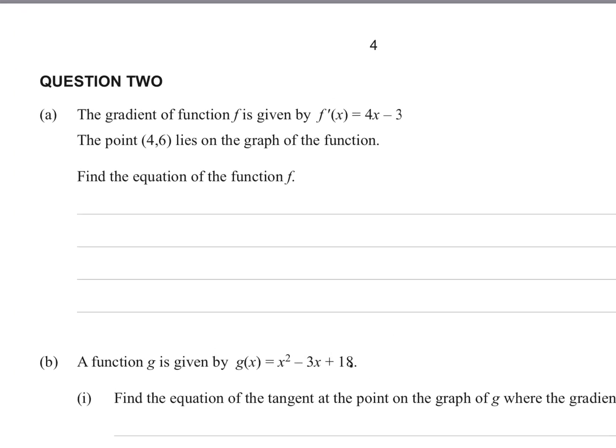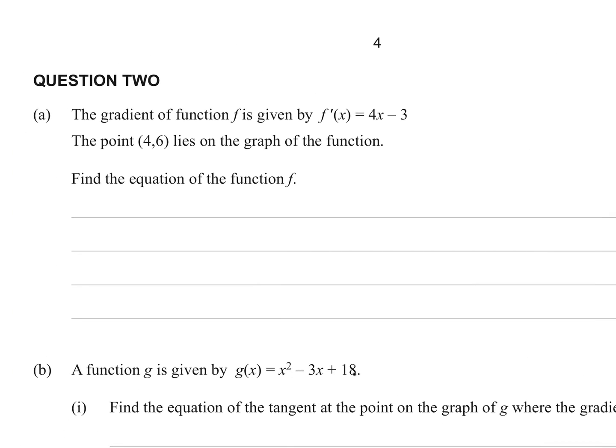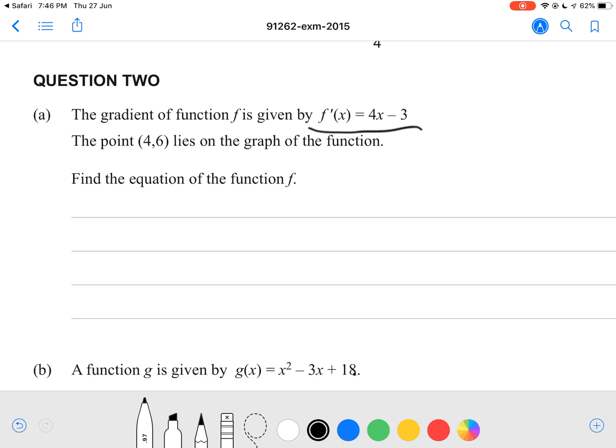Moving on. Okay, question 2. The gradient function of f is given by f dash of x equals 4x minus 3. The point (4, 6) lies on the graph of the function. Find the equation of the function f. As you can see, we're given the gradient function and we're trying to find the function. So basically, we need to integrate in order to find our function, okay?